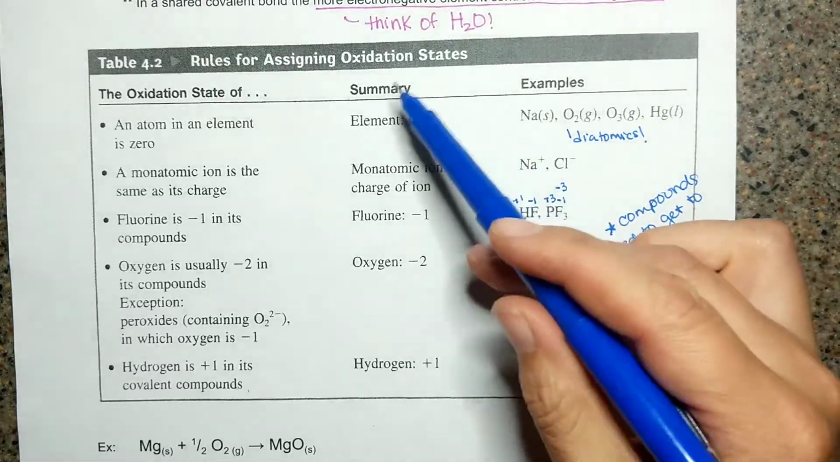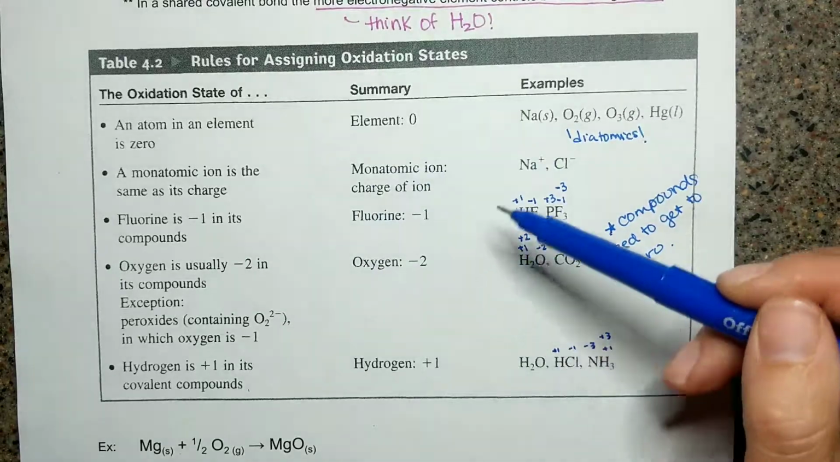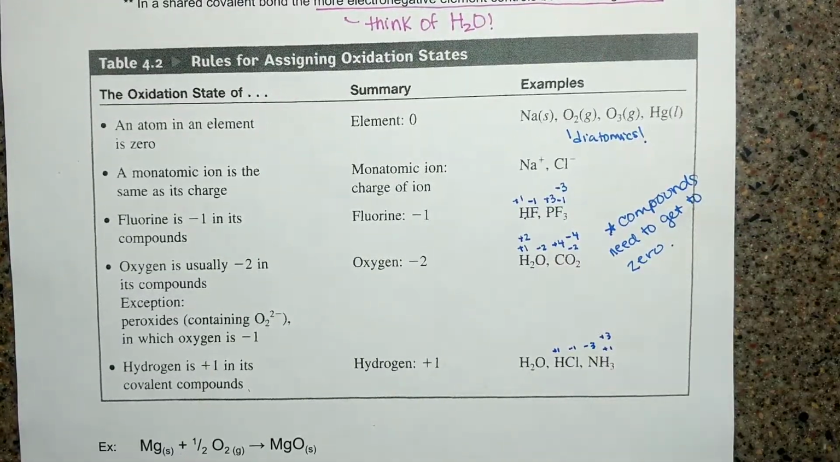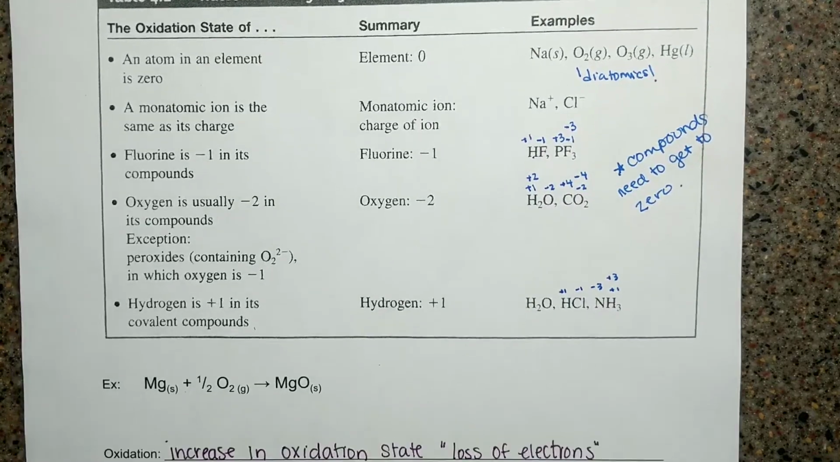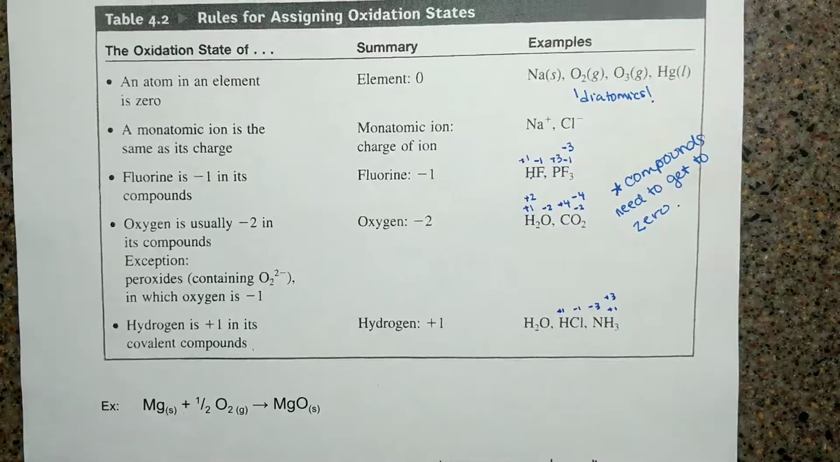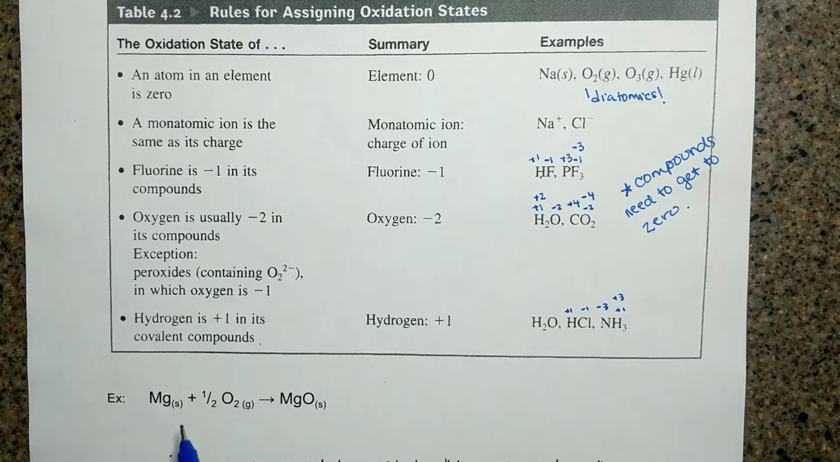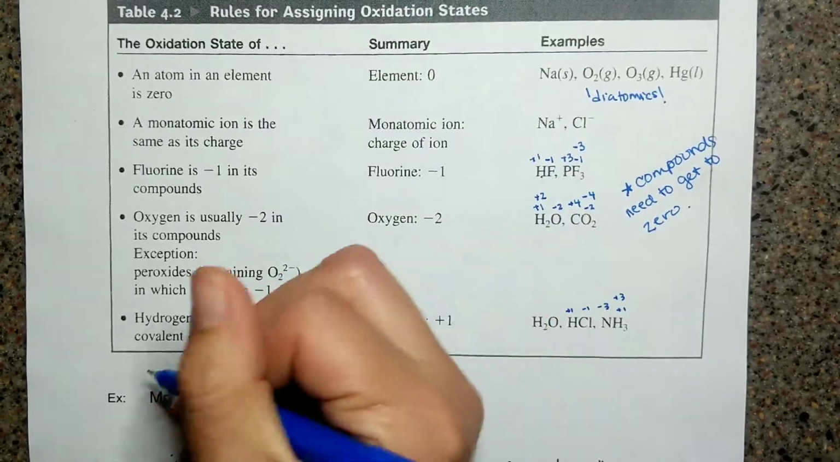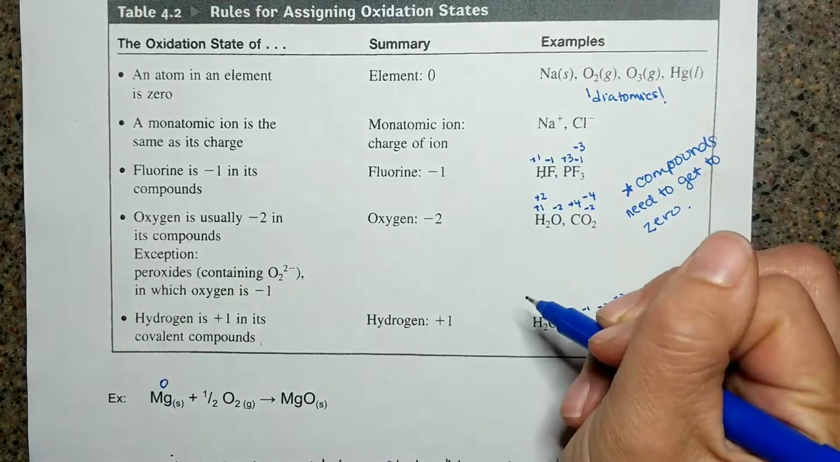Okay. These are things that you should remember. It'll be really helpful while you do your redox reactions. So let's explore a redox reaction and assign oxidation numbers. Here we have magnesium solid. That's my elemental form of magnesium, so that has a charge of 0.